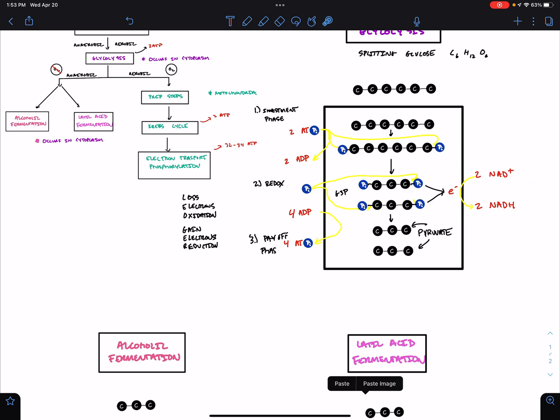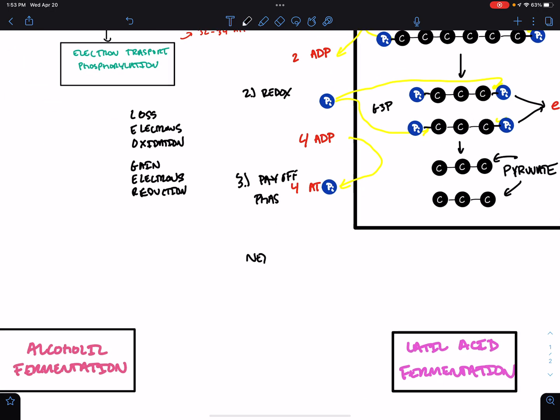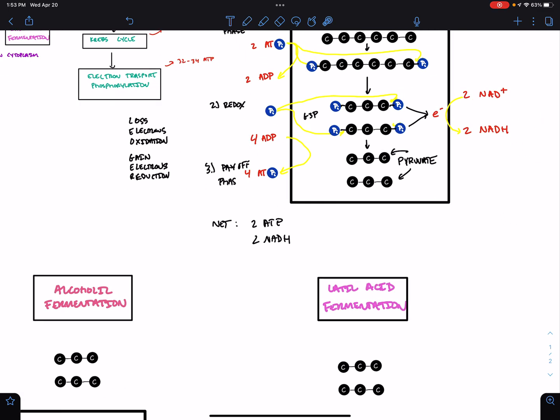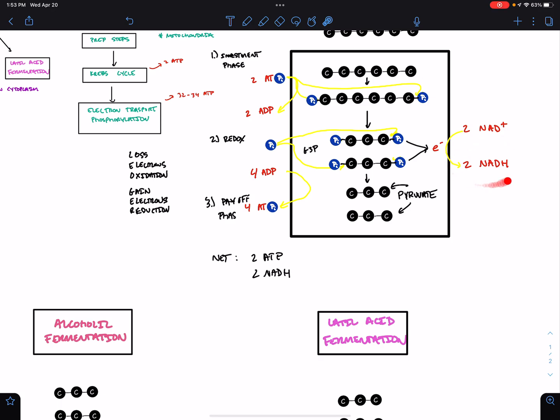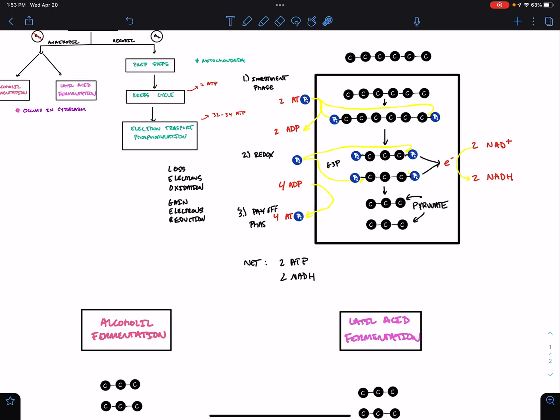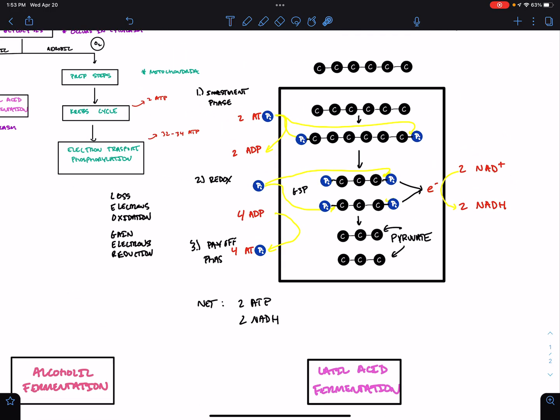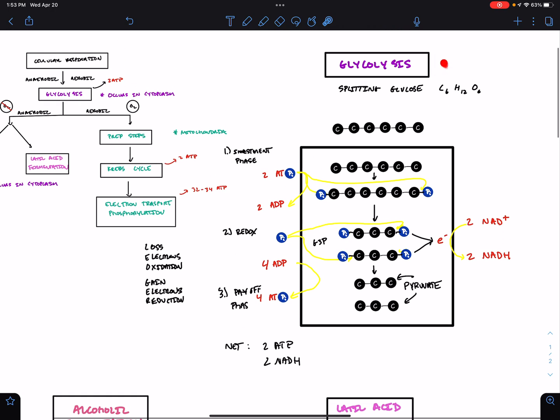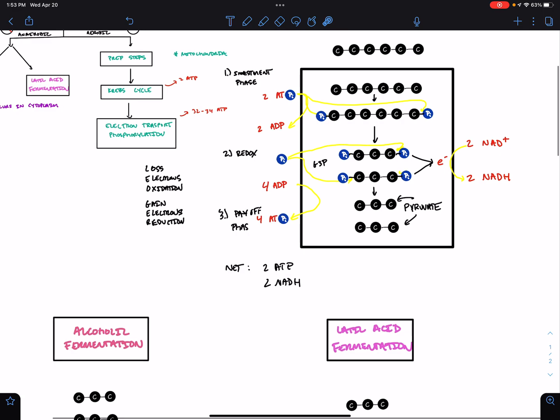So our total accounting on net is 2 ATP and 2 NADH. In the presence of oxygen, we are going to pass these electrons down an electron transport chain in electron transport phosphorylation. And that's going to make a bunch of ATP for us. But in the absence of oxygen, we have to do something in order to free up this NADH and return it back to NAD+, so we can keep running this pathway, glycolysis. And that is what the fermentation pathways are all about.